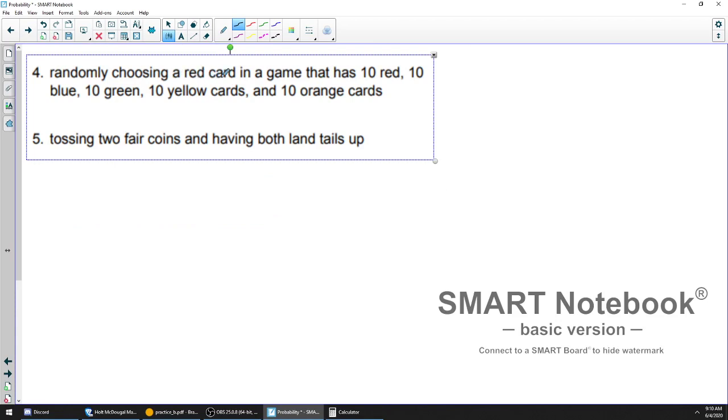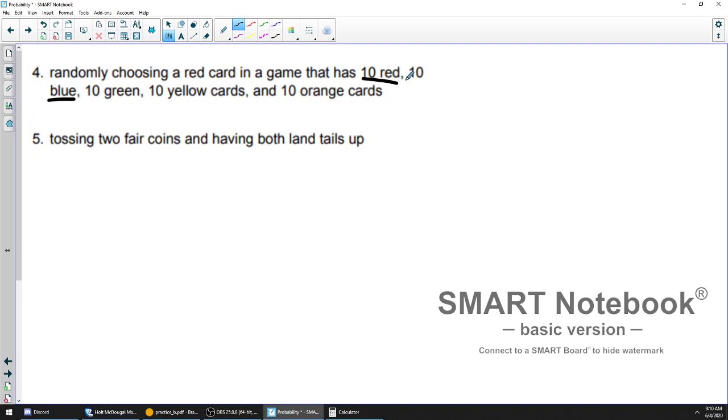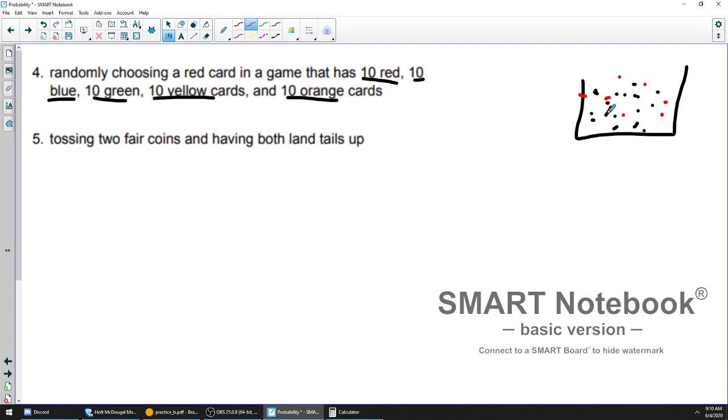Randomly choosing a red card in a game that has 10 red, 10 blue, 10 green, 10 yellow, and 10 orange. So if you could imagine a bin of cards, and he has to choose red, blue, yellow, orange, or green. It's a little messy here, but it's okay. What are my chances of getting a red card?